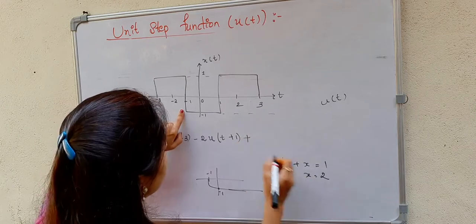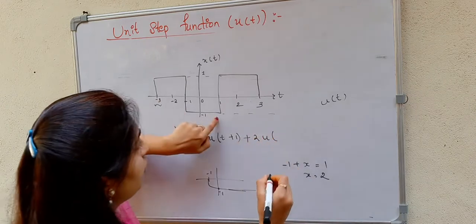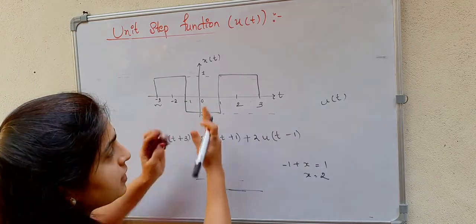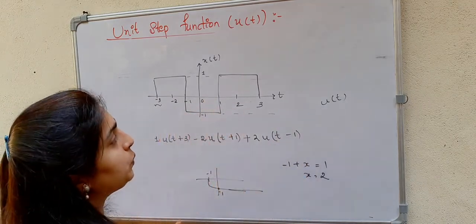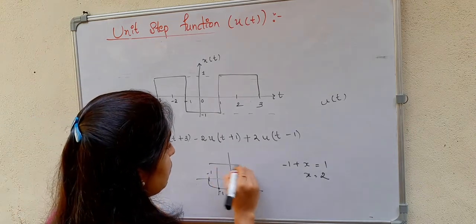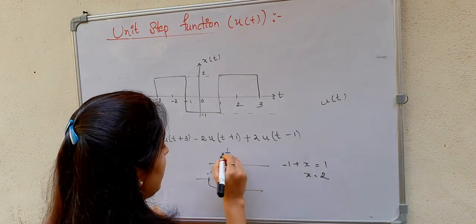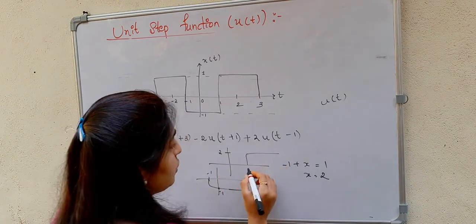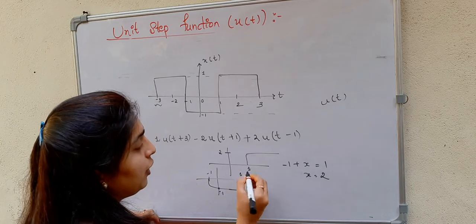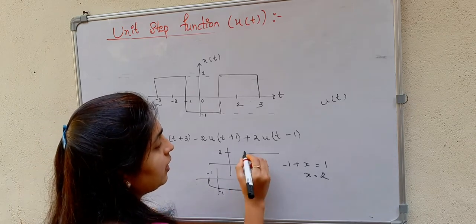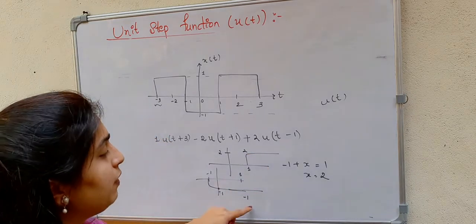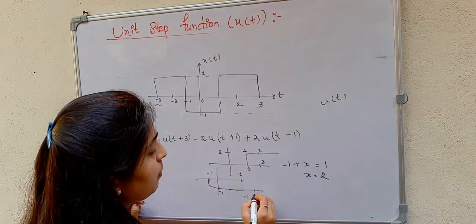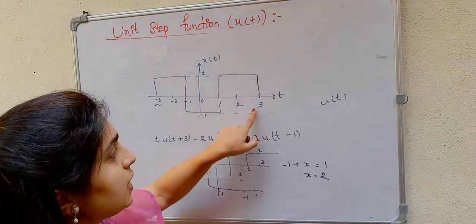So, that will be 2 of u of t minus 1, because it is starting from t is equal to 1. That means the unit step function is shifted towards right. So, in this case I will consider a height 2 here, that is from 1. So, at this particular value, at 1, here it is minus 1, here it is 2. So, 2 minus 1, that will be equal to 1. At 3 also it is 2 and here it is minus 1. So, 2 minus 1, that is equal to 1.